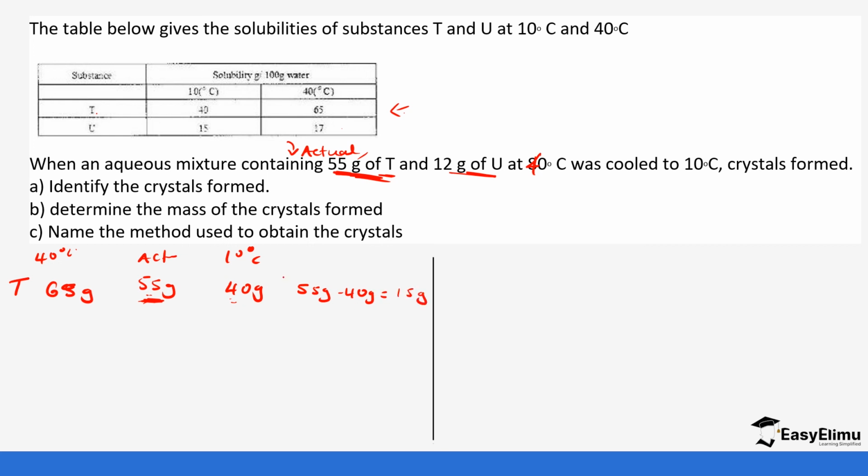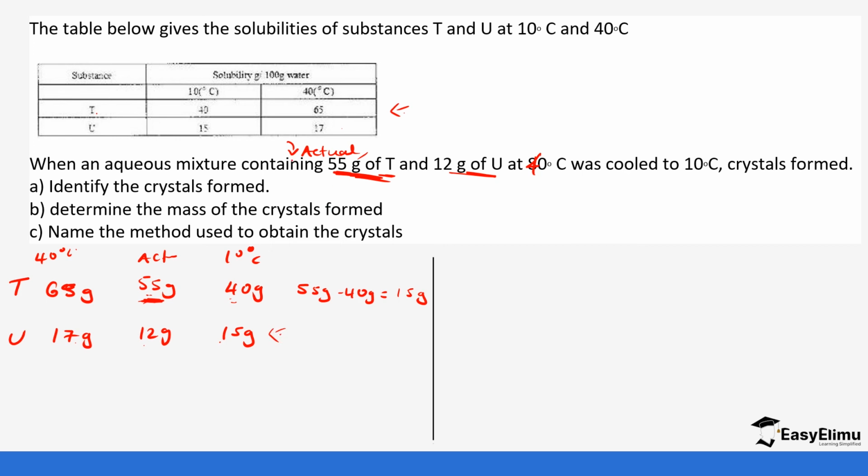15 grams. And then for U, at 40 degrees Celsius, it's able to dissolve 17 grams. And actually, we had 12 grams. That tells you at 40 all of it will be soluble. At 10 degrees Celsius, it's able to dissolve 15 grams. So you see, even when we cool, all of it will be soluble.